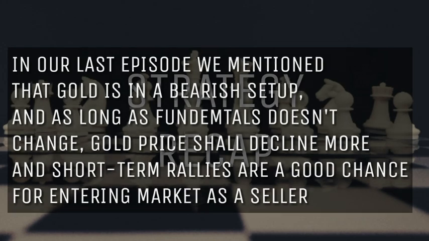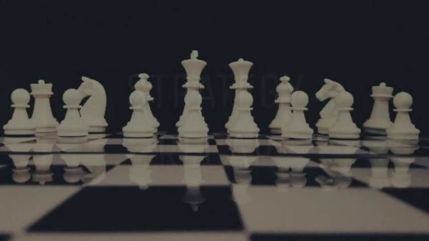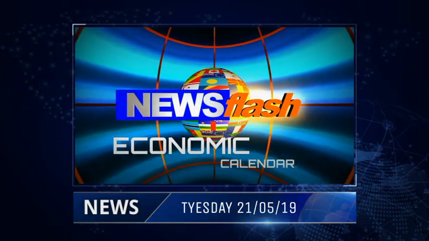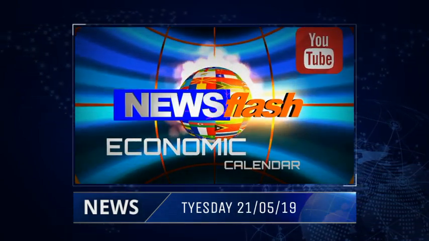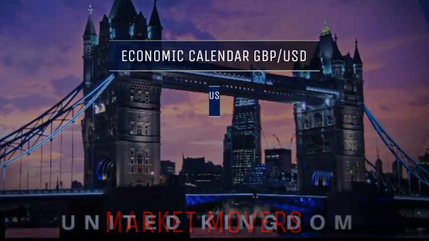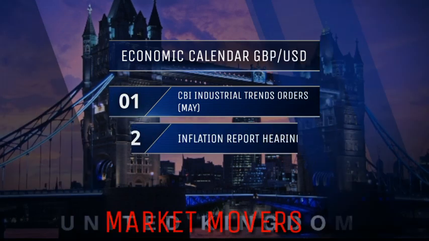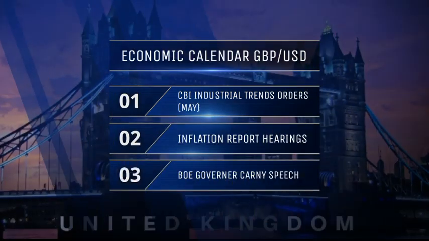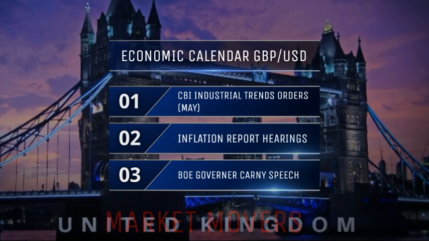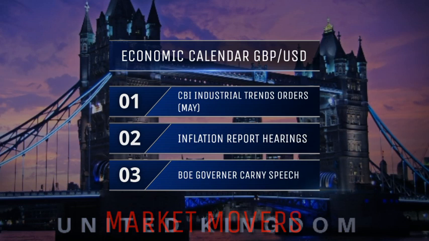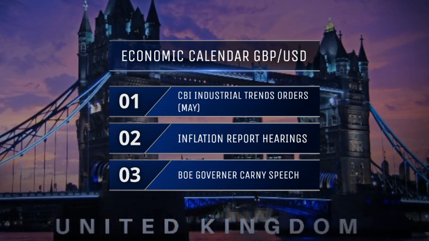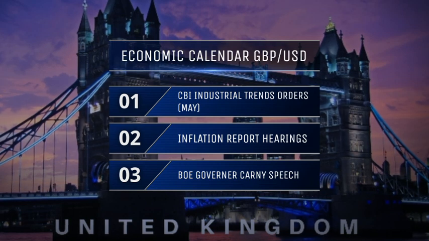We will move on now to the economic calendar. On the economic calendar for Tuesday, we will be waiting for the following economic releases from the United Kingdom: the CPI, industrial trends orders for May, the inflation report hearings, and the Bank of England Governor Carney speech to be delivered later tomorrow, all to be considered as market movers. That's all for the United Kingdom.